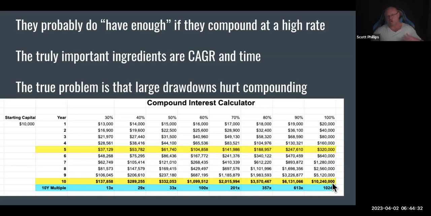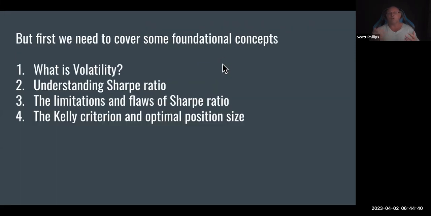So I'm sure most of you are thinking, oh, that's great. I want the 1,000x return. I want to be an eight-figure guy. It's not that simple. So we need to cover some foundational concepts first. Just bear with me while I get nerdy. We're going to understand volatility, Sharpe ratio, the limitations, and the Kelly criterion.